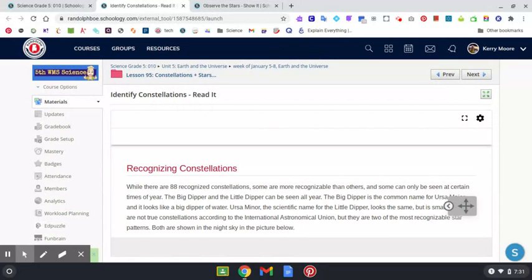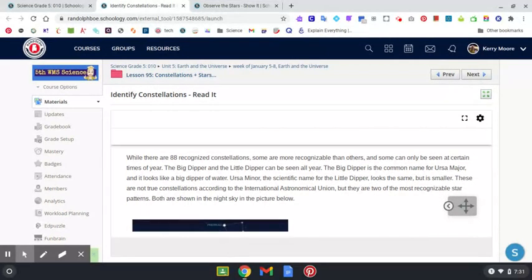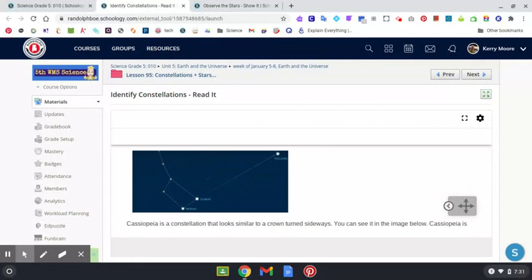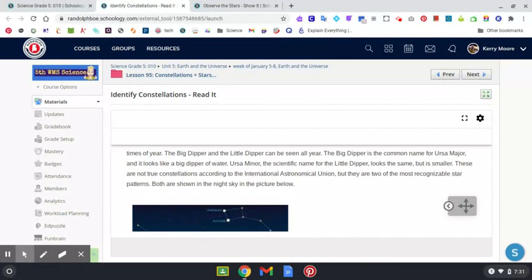Recognizing constellations: there are 88 recognized constellations. The Big Dipper and the Little Dipper can be seen all year. The Big Dipper is the common name for Ursa Major, and it looks like a big dipper of water. You see the Ursa Major there? The Big Dipper. This is the dipper part. The Ursa Minor is the scientific name for the Little Dipper. Looks the same, but it's smaller.